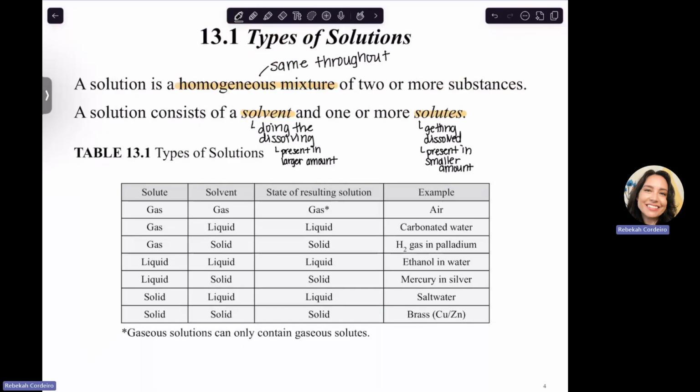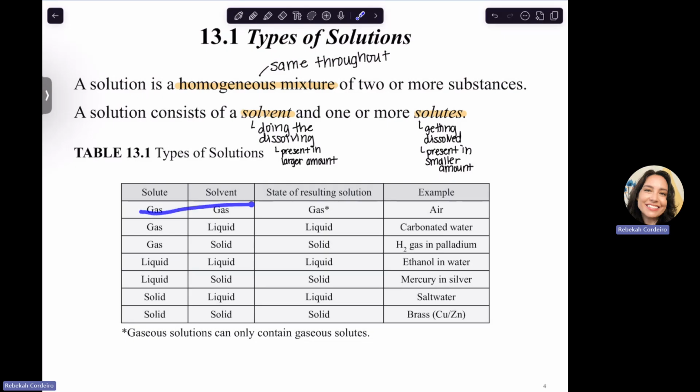Now we think about solutions mostly in chemistry as being solids in liquids, like salt water. Like, you made a solution in lab last semester. You put a bunch of solid stuff in those little volumetric flasks. You made solutions. That was usually solid in a liquid. But you can have all different types of phases.